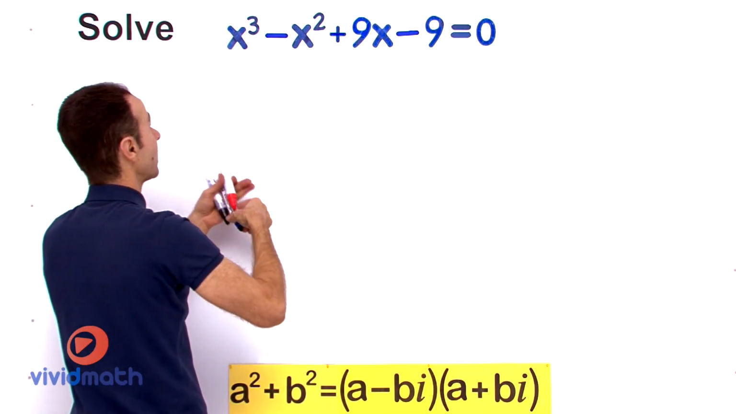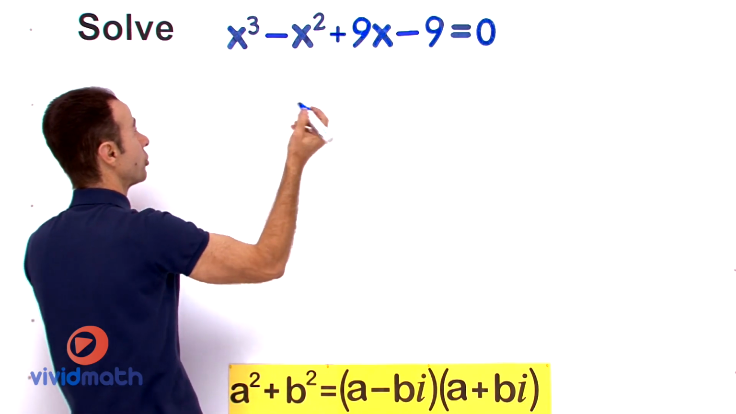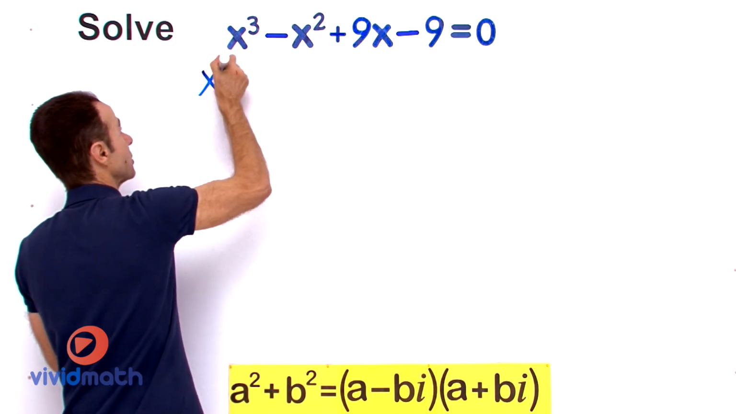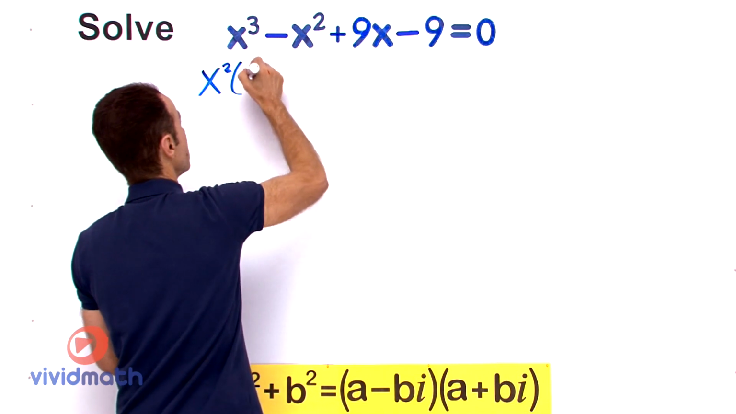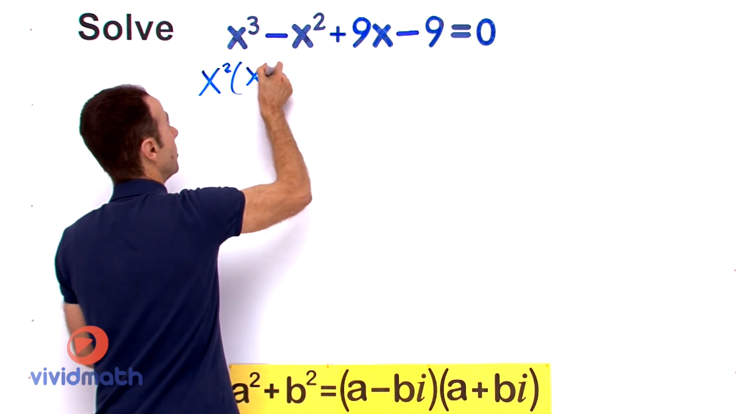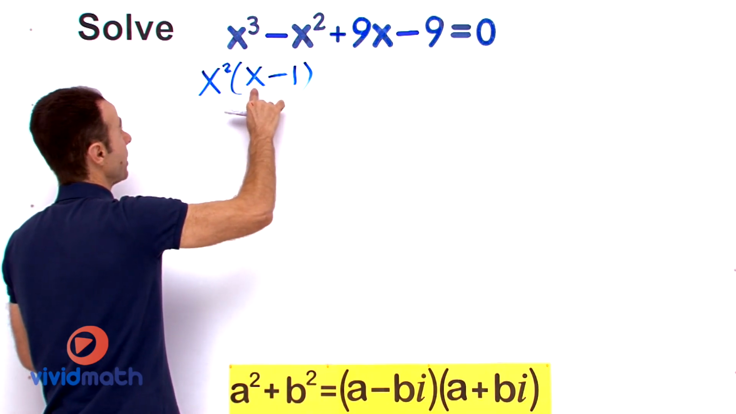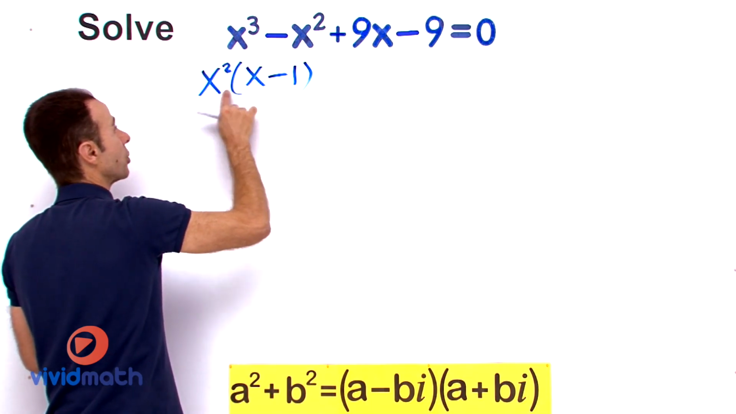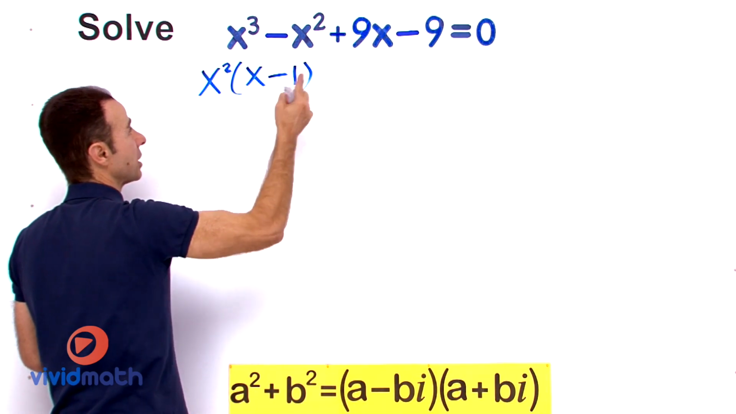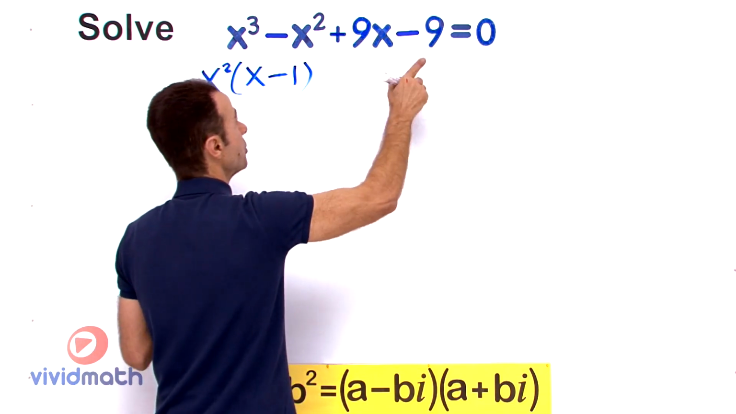So let's take x squared out for the first 2 and create a binomial. So x squared, bracket, inside will be x minus 1, close bracket. Let's try that. X squared times x to the power 1 is x cubed. X squared times 1 is x squared. That's good, and that's minus. That's good. Let's move over here.